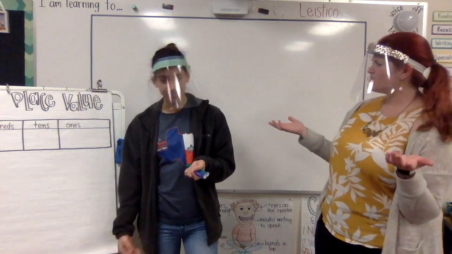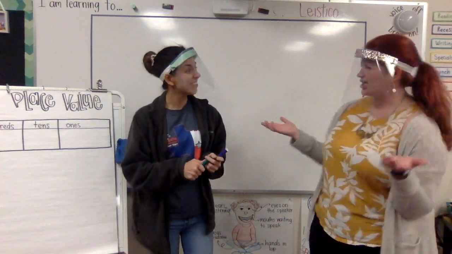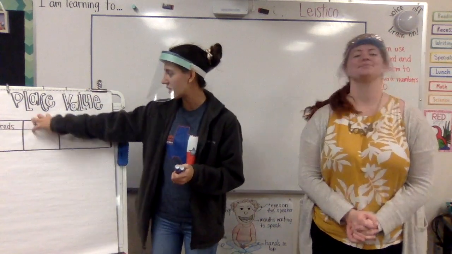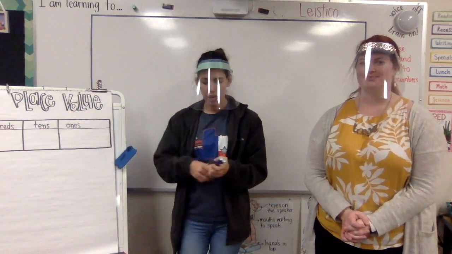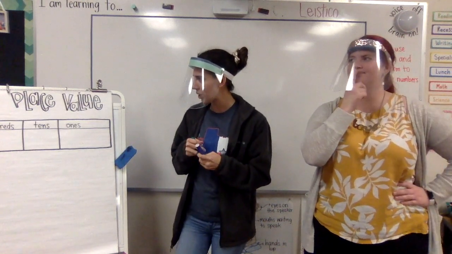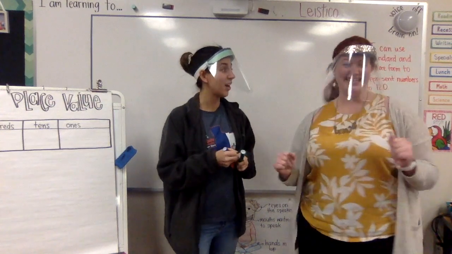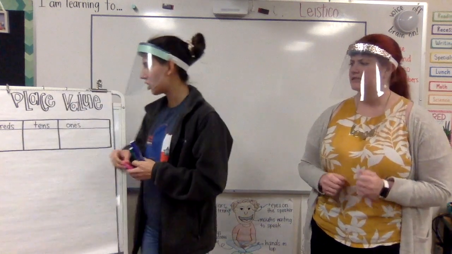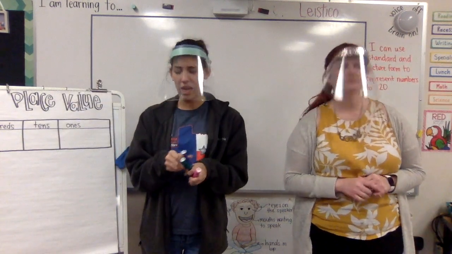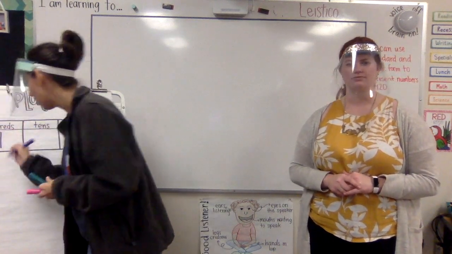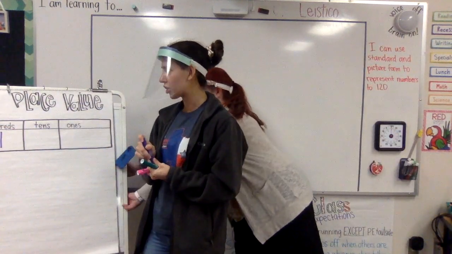Should we practice with a number, Miss Lestico? Yeah, so we have our anchor chart right here. We have our hundreds, our tens, and our ones. Miss Lime, would you like to pick a number to put on our anchor chart? Oh, let's do the number 113. Okay, 113. So I hear 100. So in the hundreds place, I'm going to put 1.